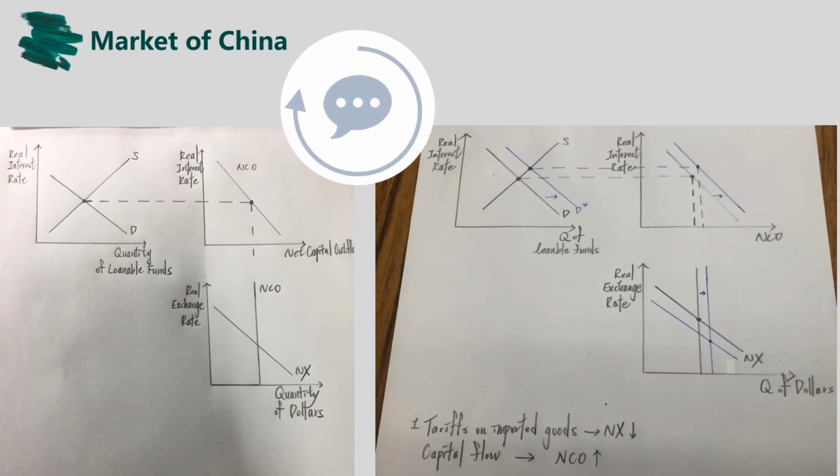Let's see how market for China works. The first three diagrams symbolize the China equilibrium status quo. From the beginning, for China, USA's tariffs make China more difficult to export, thus decrease net exports. Capital flow denotes that people tend to buy the USA assets, and thus increases China's net capital outflow. The right picture shows the demand for loanable funds shift to the right. The third one showed black point move to the blue point, causing nominal exchange rate to decrease.